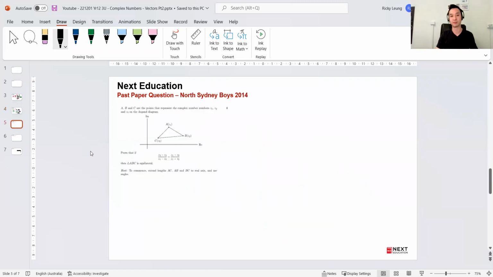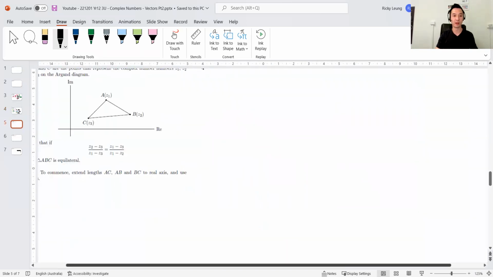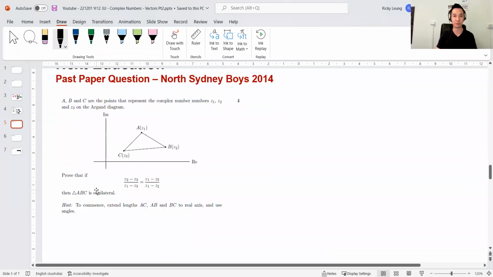Next question is a bit harder, a bit more involved. This is from Normanhurst, North Sydney Boys, 2014. I think it's fair to say sometimes the simpler the question looks, the cleaner it looks, the harder the algebra. This is 4 marks as well, so it sets the scene that it's going to be a very involved question.